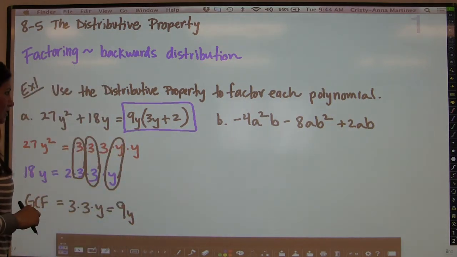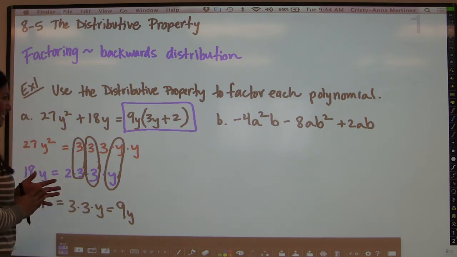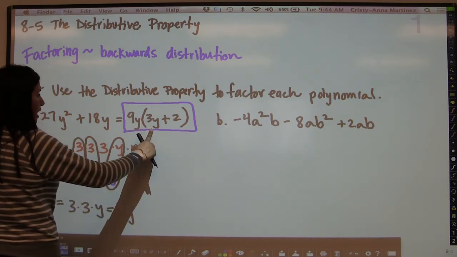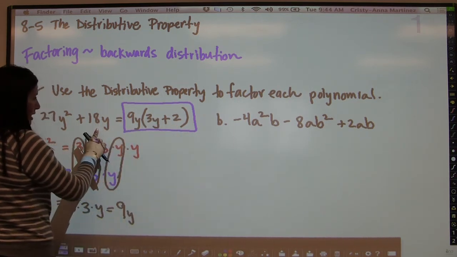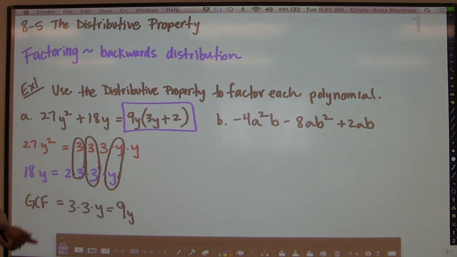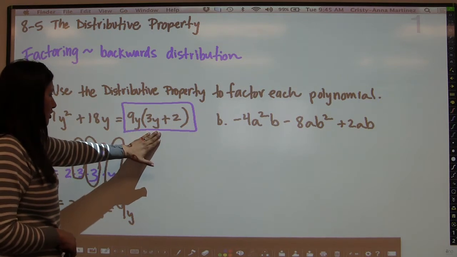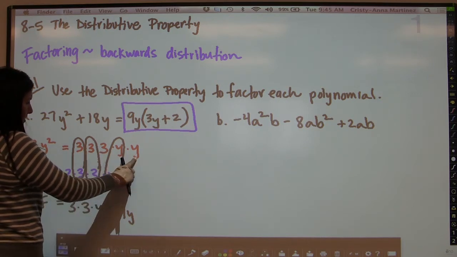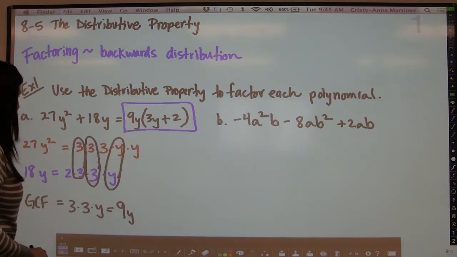It's very easy to check your answer because, like I said, it's backwards distribution, so you could actually redistribute, and when you redistribute, you should end up with the exact same expression that you had to begin with. So in this case, if I were to go 9y times 3y, I would in fact get 27y squared. And if I were to go 9y times 2, I would in fact get 18y. So you can always check your work by going back and redistributing to make sure that you got the right answer. So get the greatest common factor, then take out the greatest common factor, and then in the parentheses are the remaining factors of what was left over. In this case, what was left over was the 3 and the y, and here just the 2. But again, you should be able to distribute and get the original expression back.